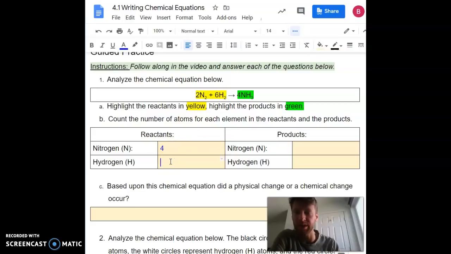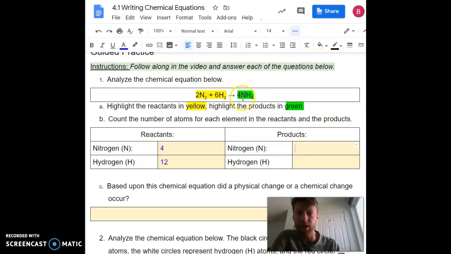Let's do our second one. How many hydrogens do I have in the reactants? Well, you have 6, and there's 2 hydrogens attached to each other. So 6 times 2 gives us a total of 12 hydrogens in the reactants. Let's go ahead and do the products. Now the products are everything after the arrow.